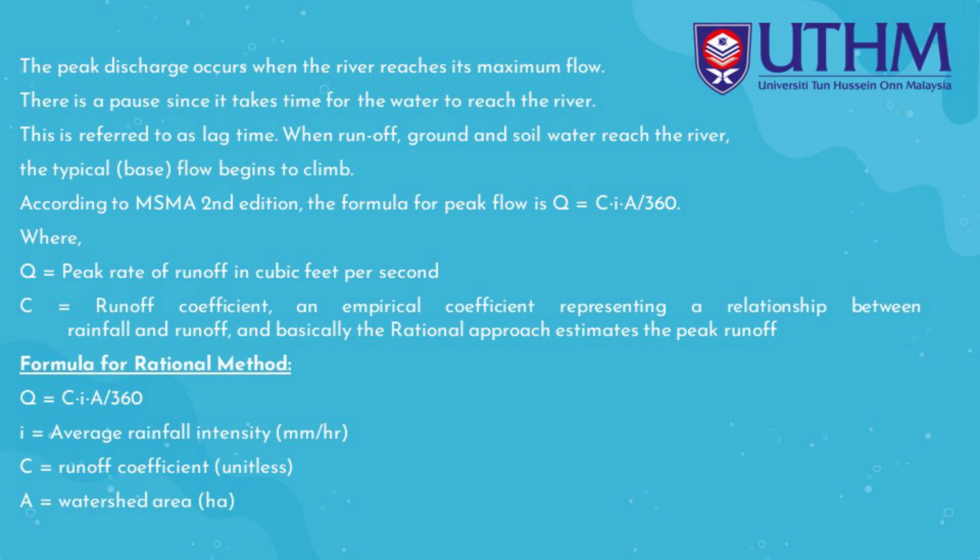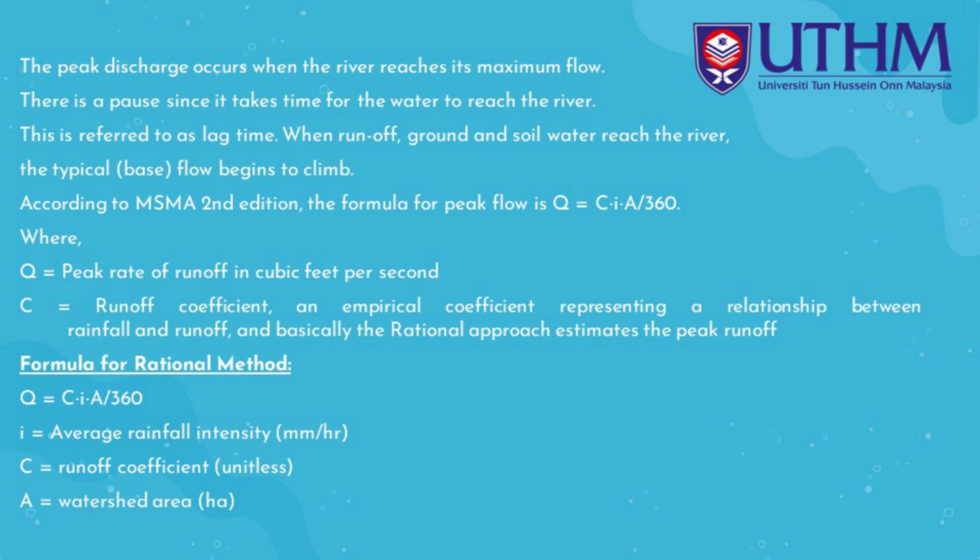Now I will proceed to the calculation of the peak flow and discharge of the river. Basically, the peak discharge is the time when the river reaches its highest flow. There is a delay because it takes time for the water to find its way to the river. This is called lag time. The base flow of the river starts to rise when runoff, ground and soil water reaches the river.